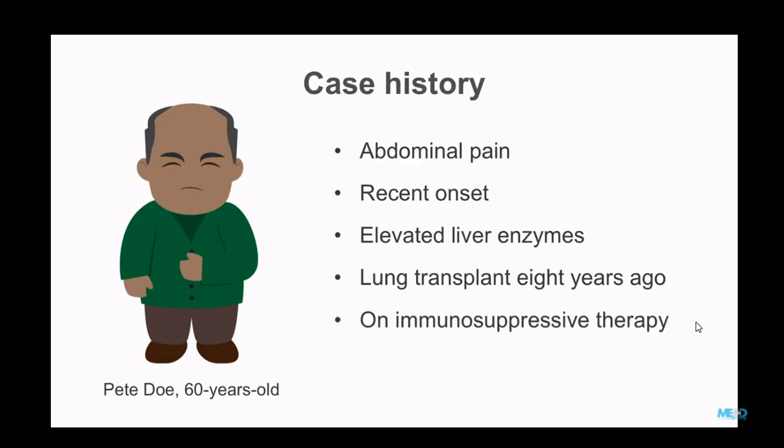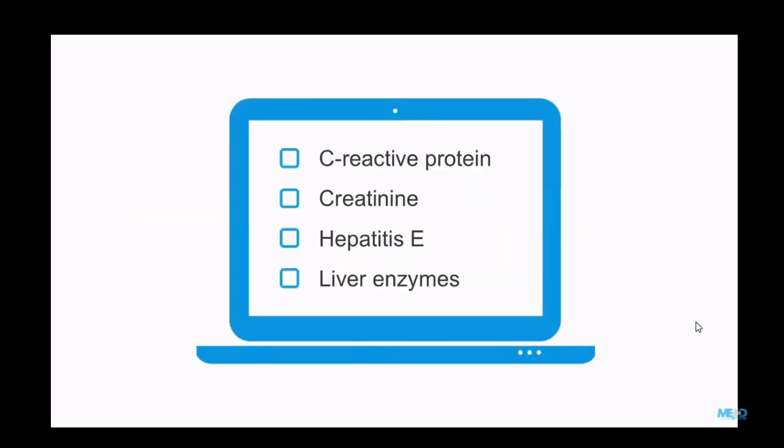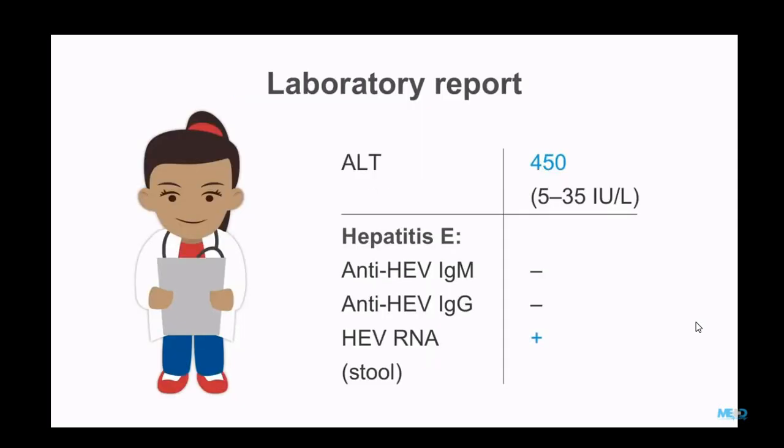Currently, he is on immunosuppressive therapy. Furthermore, he tells us that he's a passionate hunter. Based on Pete's history, we include hepatitis E screening in our lab report. We can see that his liver enzyme function is significantly elevated. His anti-HEV antibodies are negative. However, the lab detected HEV RNA in Pete's stool.